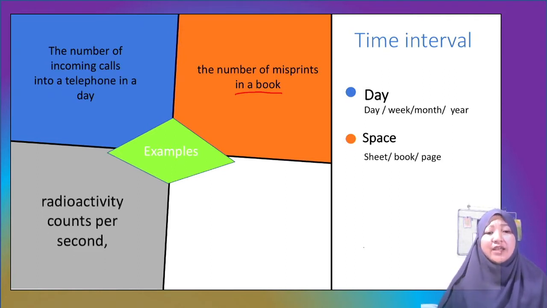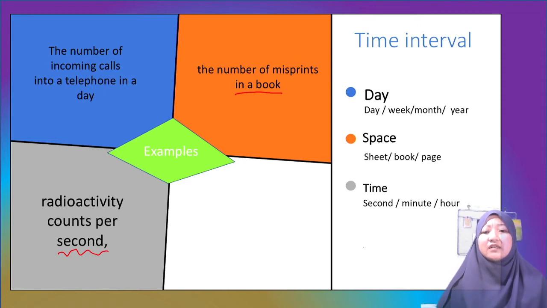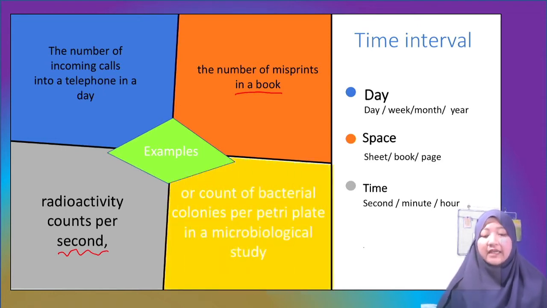Next is radioactivity count per second. Right, dia bagi in second. Second is time. Maybe we have minute, per hour, per second. Okay, this is contoh bagi time interval time. Next, count of bacteria colonies per Petri plate in a microbiological study. Okay, this one per Petri plate. So this one refers to volume. Okay, volume or speed or distance, itu semua termasuk dalam volume. Okay, ini adalah contoh-contoh time interval.